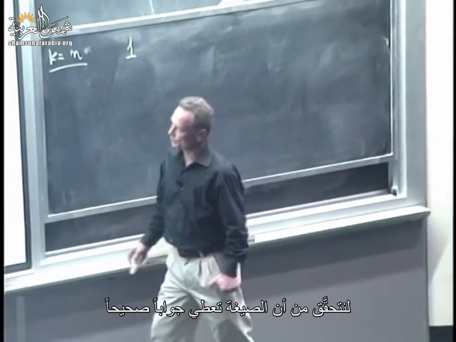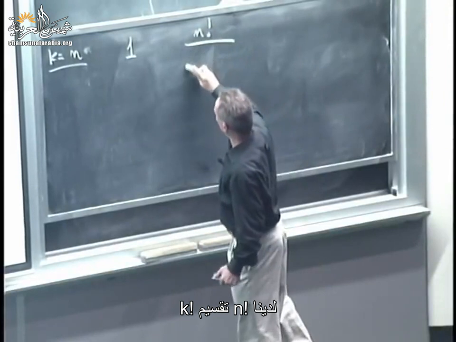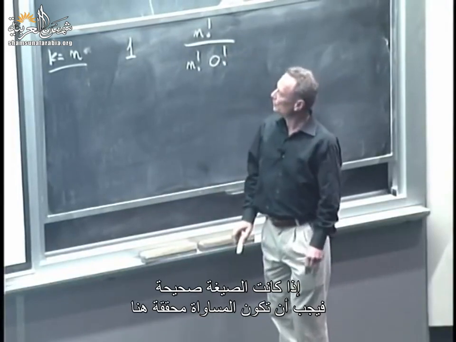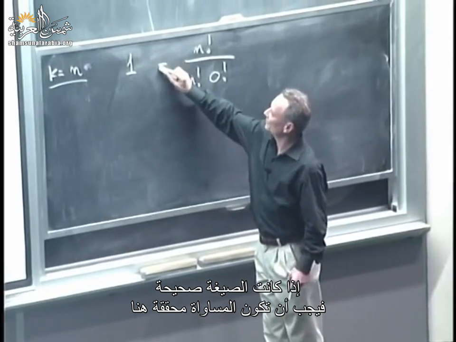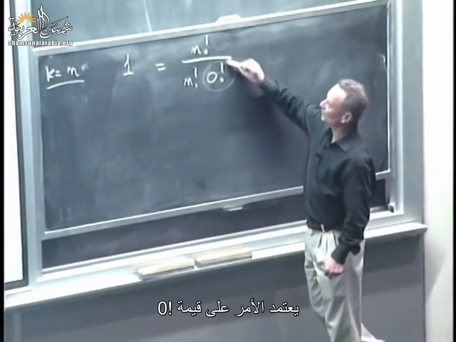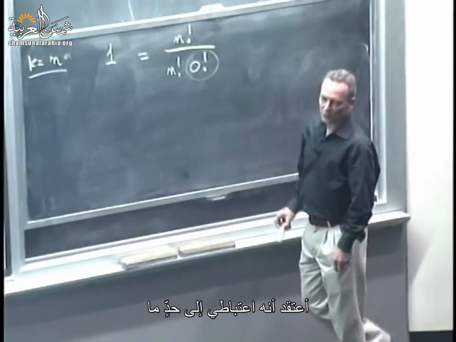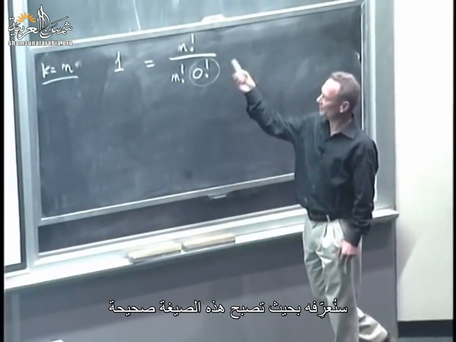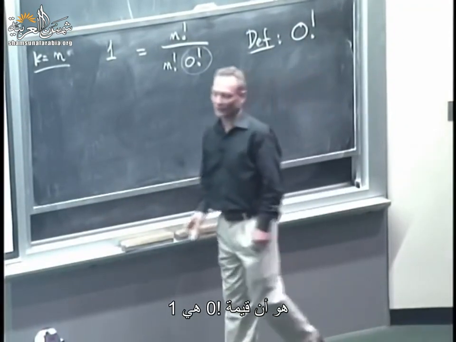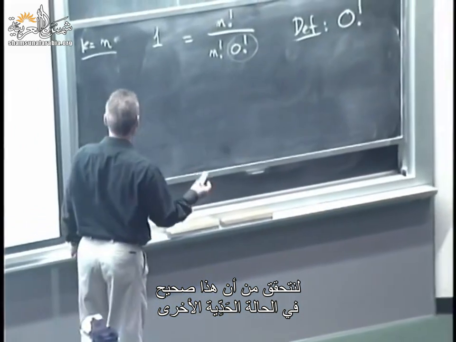Let's see if the formula gives us the right answer. We have n factorial divided by k factorial, which is n factorial in our case, and then (n minus k) factorial is 0 factorial. So if our formula is correct, we should have this equality. And what's the way to make that correct? Well, it depends what kind of meaning we give to this symbol. How do we define 0 factorial? I guess in some ways it's arbitrary. We're going to define it in a way that makes this formula right. So the definition that we will be using is that whenever you have 0 factorial, it's going to stand for the number 1.